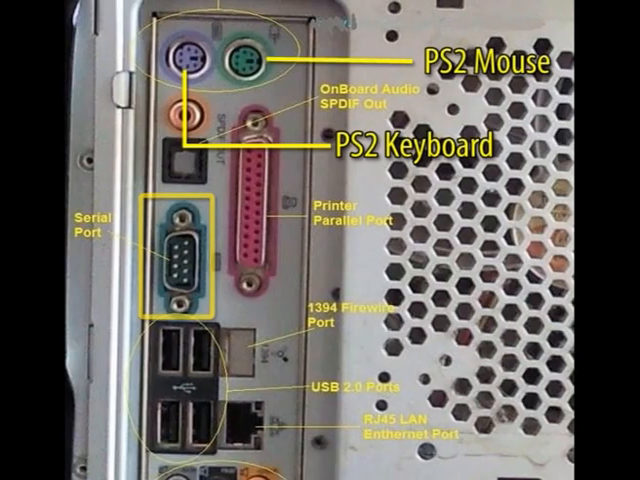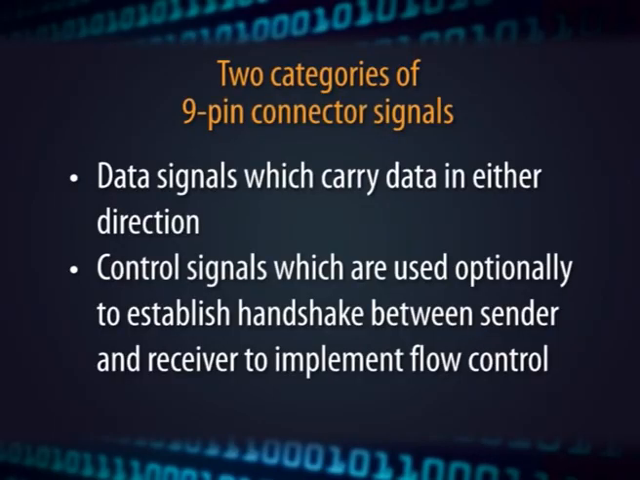Since the 9-pin connector is most commonly used nowadays at the rear panel of a desktop computer or PC, we will discuss only signals on this connector. The signals are grouped into two categories: data signals, which carry data in either direction, and control signals, which are used optionally to establish a handshake between sender and receiver to implement flow control.